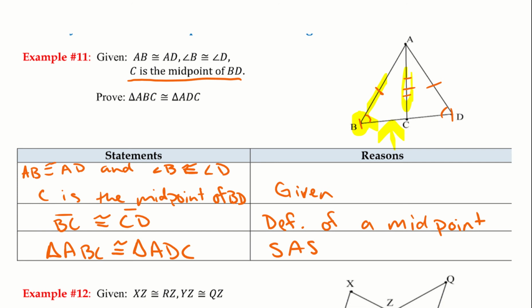You could use the reflexive property. It would add another step, and then you could say side, side, side. But we had that angle, and then we had that side, so it ended up working out. So we didn't have to use the reflexive property and use that extra step.